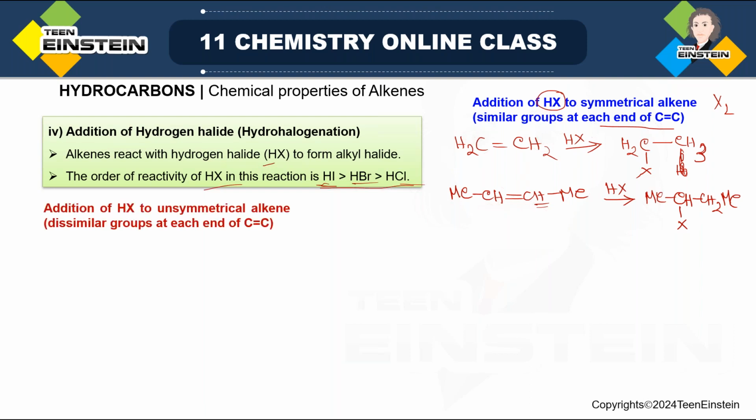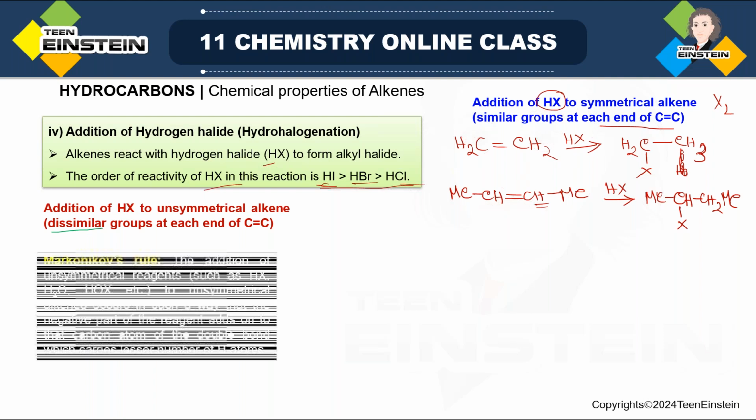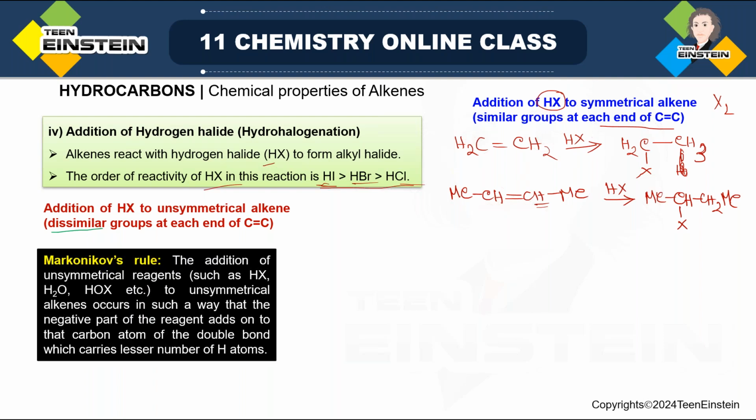Now the second point, addition of HX to unsymmetrical alkene. When this situation arises, there is a rule based on which we will be able to understand what the final product will be. When it is unsymmetrical alkene, you will have dissimilar groups at each end of the C=C double bond, and that is the reason we need this rule, which is known as Markovnikov's rule. So let's see what Markovnikov's rule is.